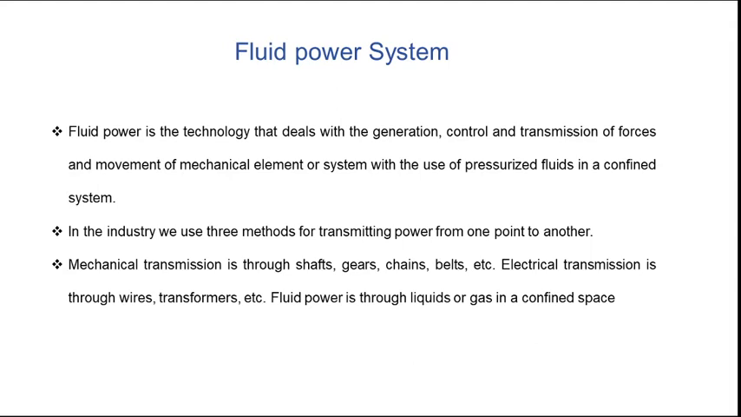In industry, we use three methods for transmitting power from one place to another. Mechanical transmission is through shaft, gears, chains, belts, etc. Electrical transmission is done through wires, transformer, etc. Fluid power is through liquid or gas in confined space.